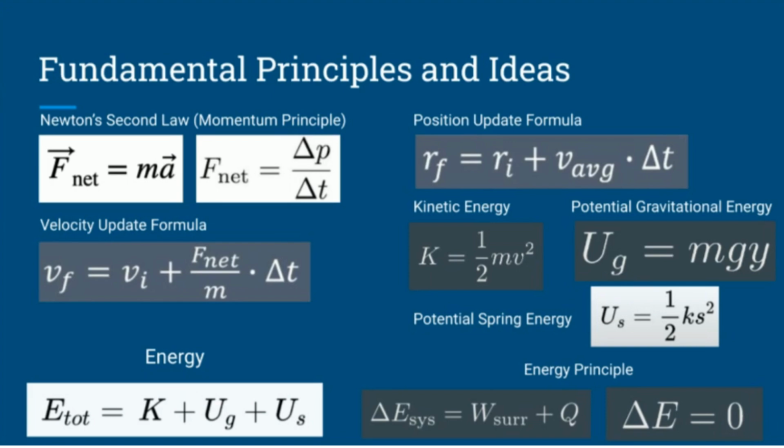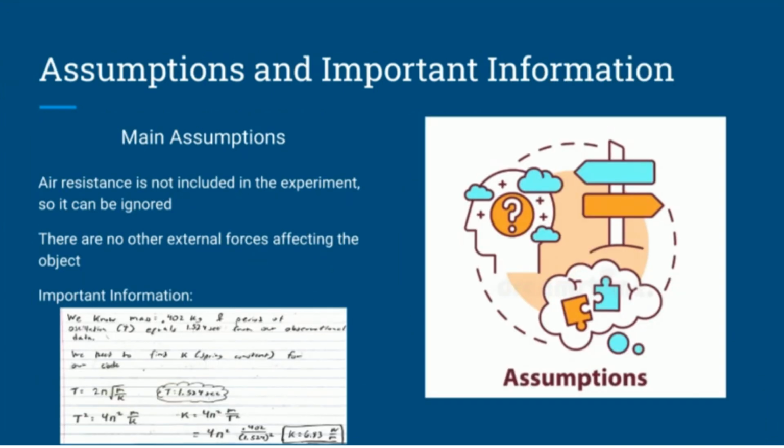Furthermore, we need to know that the energy principle says that the change in total energy is zero if the work of the surroundings and the change in thermal energy is zero, which it is in this case. Finally, it is important to know that the total energy equals the summation of the kinetic energy, which is 1/2 mv squared, the spring potential energy, which is 1/2 ks squared, and the gravitational potential energy, which is mgy. Now we must cover some major assumptions in the experiment.